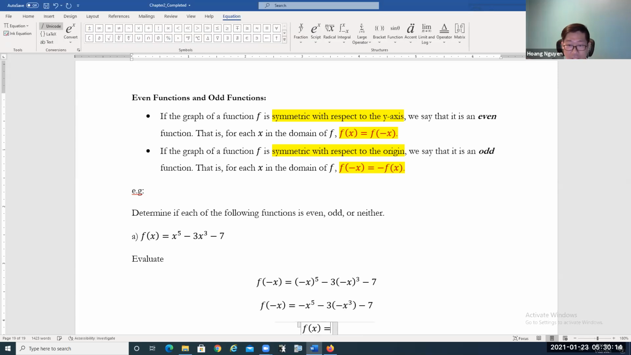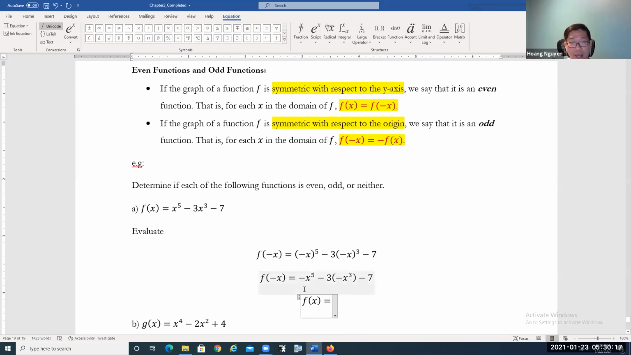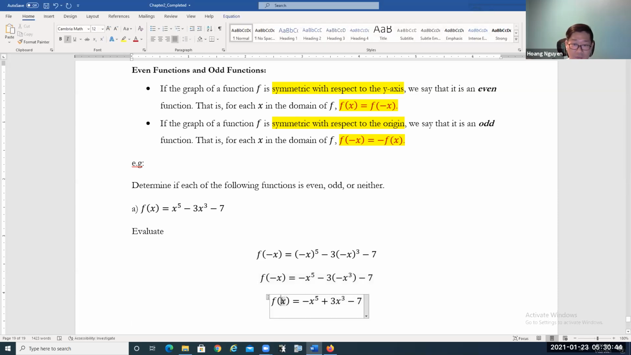Now let's keep going and simplify that as much as possible. We have negative x to the power 5, nothing more. But the middle term, we're gonna get negative 3 times negative x to the power 3. A negative times a negative is positive, so it's gonna be positive 3x to the power 3, and then negative 7. This is f of negative x.